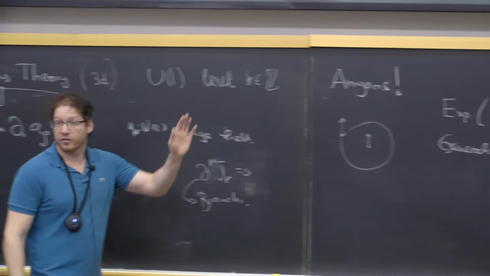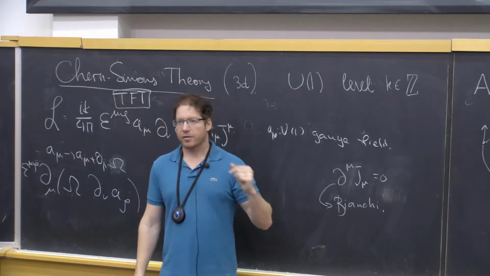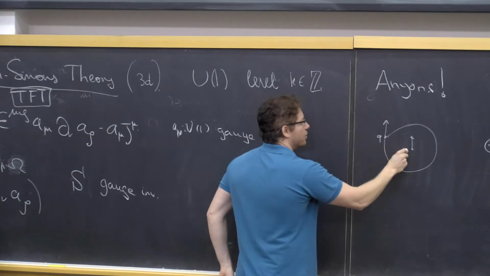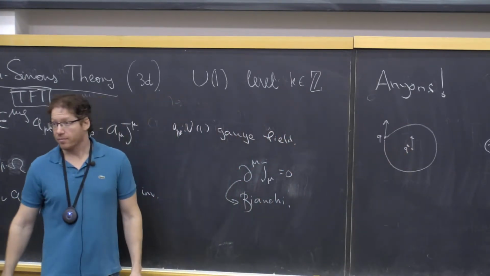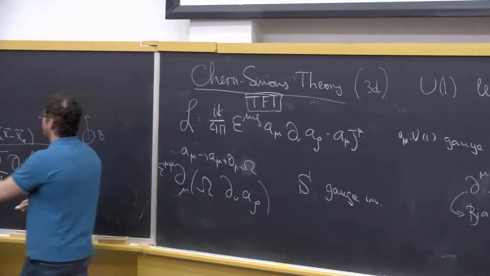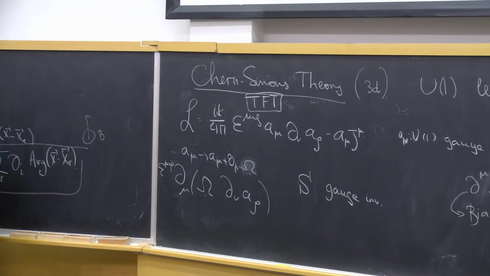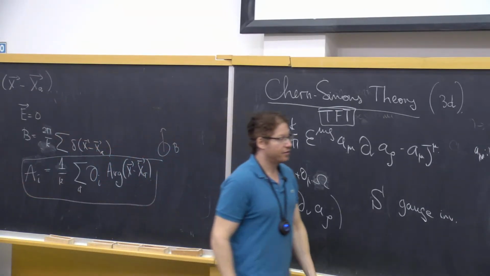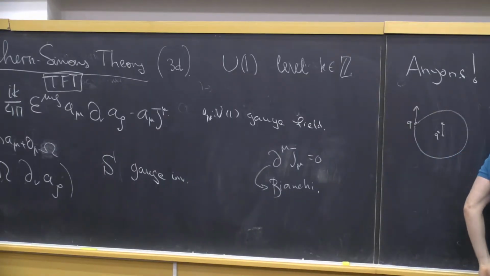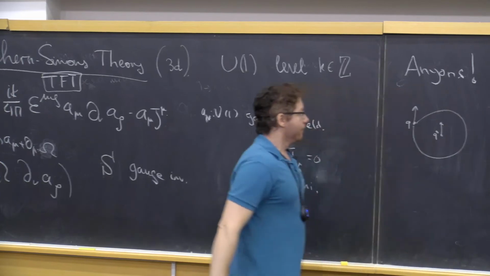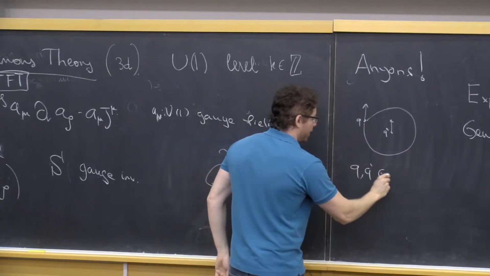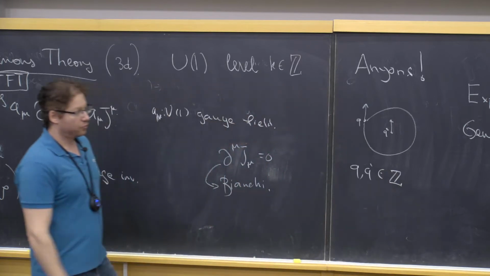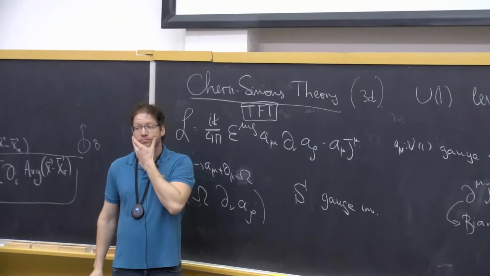A useful generalization of this formula is to ask what would have happened if we took a particle of electric charge Q surrounding a particle of electric charge Q prime. It's the same problem as before. You just put coefficients Q and Q prime in front of the two delta functions. And then the magnetic field is going to be 2 pi Q or 2 pi Q prime. And the integral is the same. It's a trivial generalization. And the phase factor that you find in this case is e to the 2 pi i Q Q prime over k. Q and Q prime have to be integers because they are electric charges of a U(1) gauge theory, so they have to be integers. Okay?